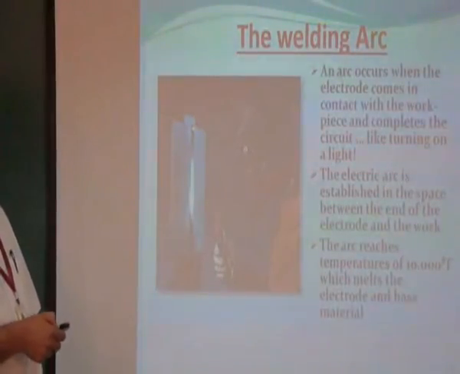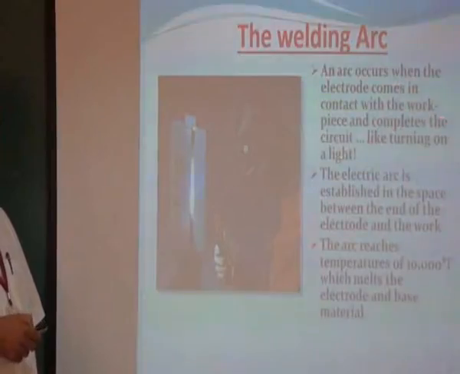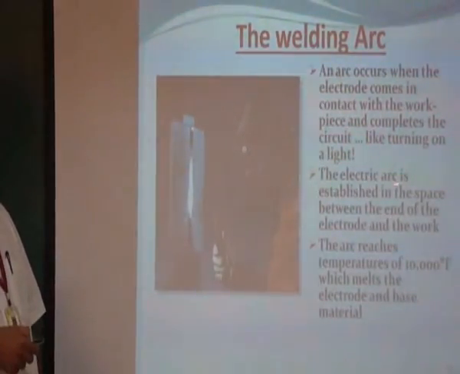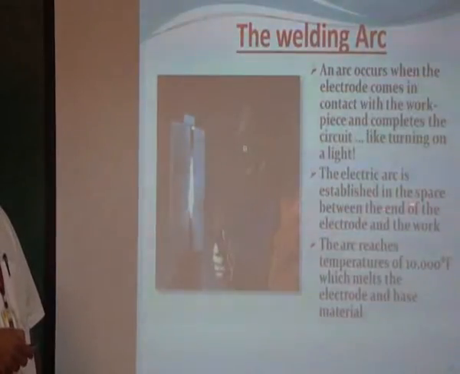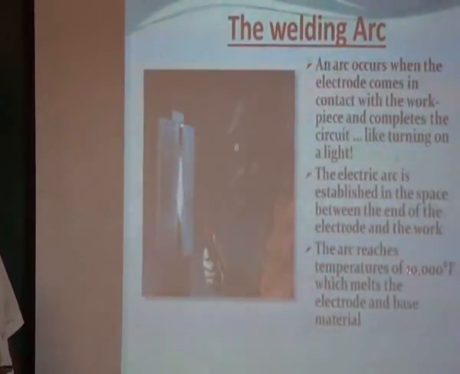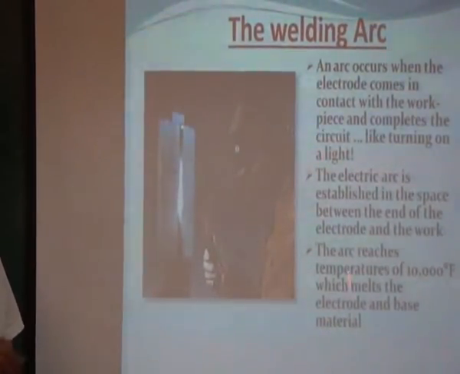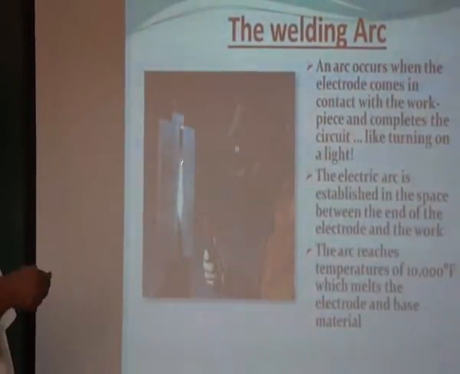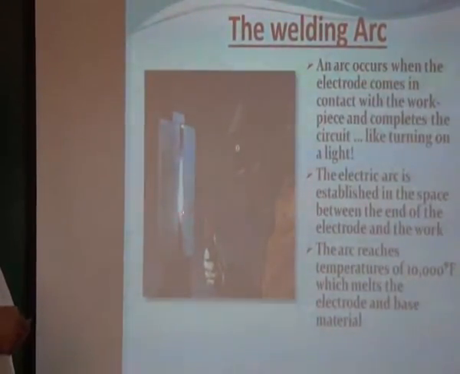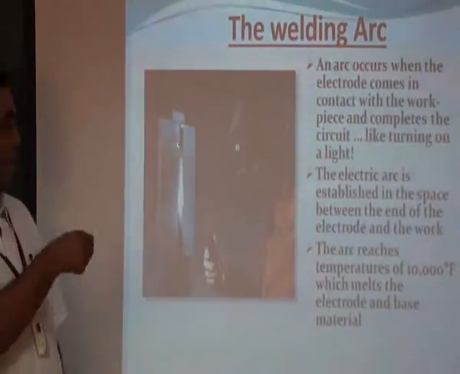This is the welding arc. See, this arc occurs when the electrode comes in contact with the workpiece and completes the circuit. It is something like turning on a light. The electric arc is established in the space between the end of the electrode and the work. The arc reaches a temperature of about 10,000 degrees Fahrenheit, which melts the electrode and the base metal together. The faces of the base metal, here you will be able to see that the welding is carried out in a vertical position, and this is the stick electrode, and the welder is able to operate in any position.